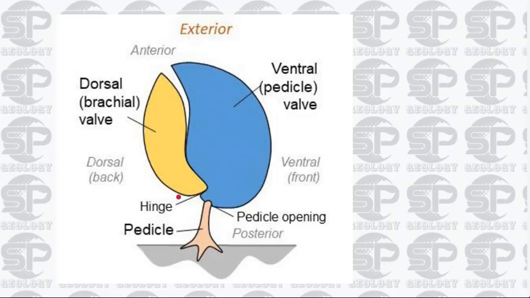So this is the brachiopoda. This side is the posterior side, and this side is the anterior side.